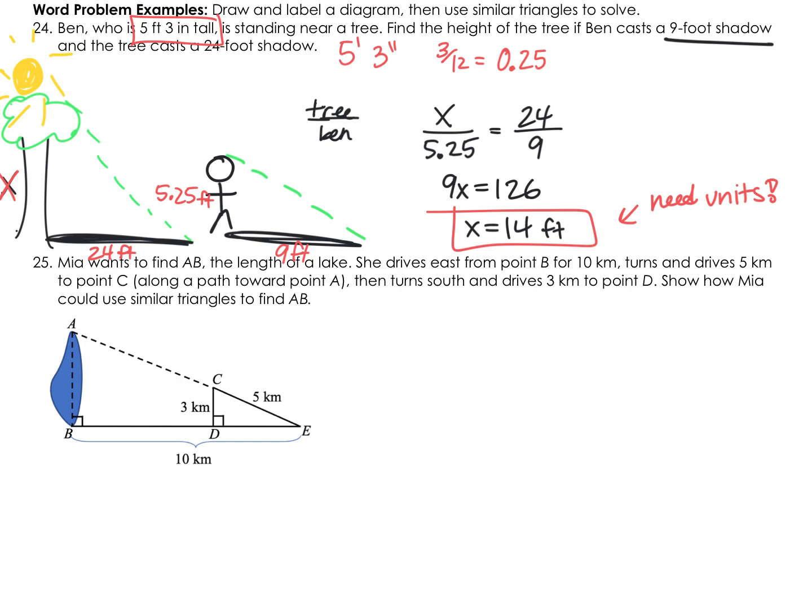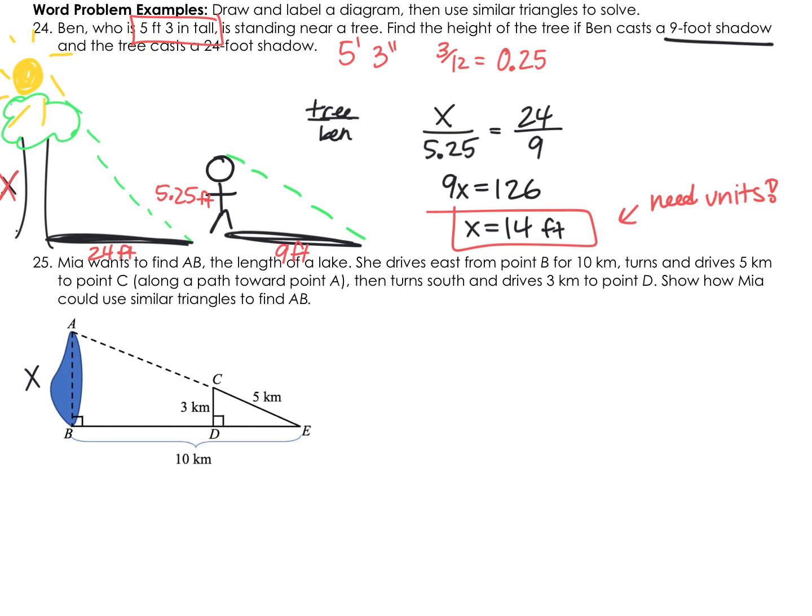Okay, now we're going to do a word problem with Mia. Fortunately, this one already has a picture. That's nice. Mia wants to find AB, which is the length of the lake. So right now, you know you're trying to find the length of the lake, so put an x. She drives east from point B for 10 kilometers, already labeled. Turns and drives 5 kilometers to point C, already labeled. And then turns south and drives 3 kilometers to point D, already labeled.